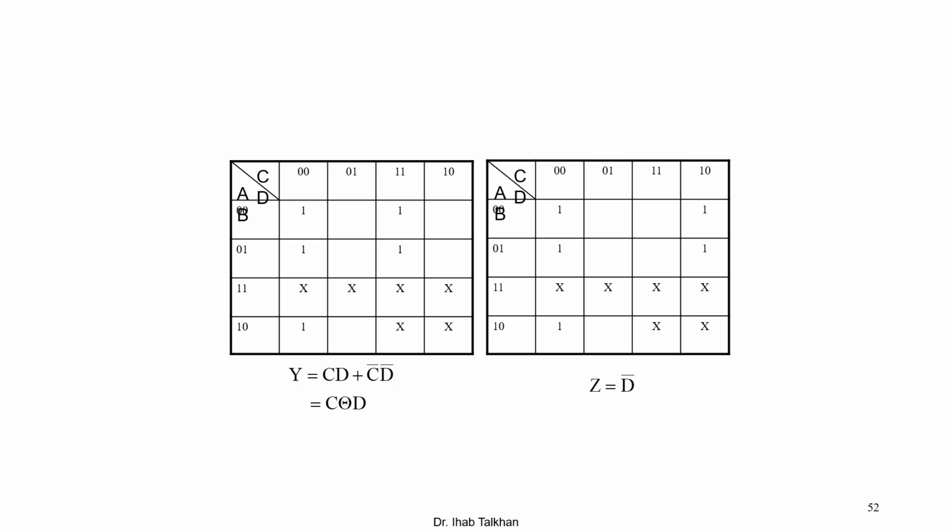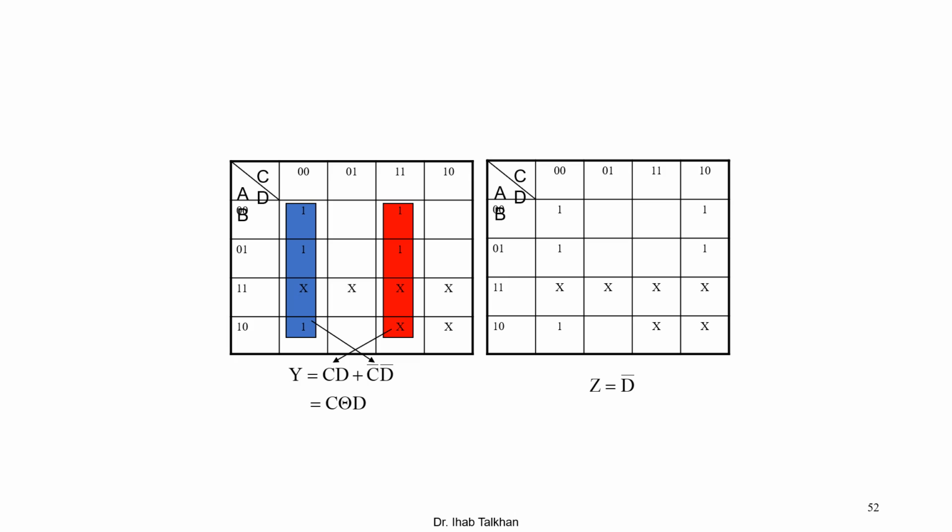As you can see here for the Y, this group will give you C bar D bar, and this group will give you CD. Actually, CD plus C bar D bar is equal to C XNOR D. Whenever you have an even number of ones, you get 1. Whenever you have an odd number of ones, you get 0. This proves what I mentioned before in the obvious truth table.